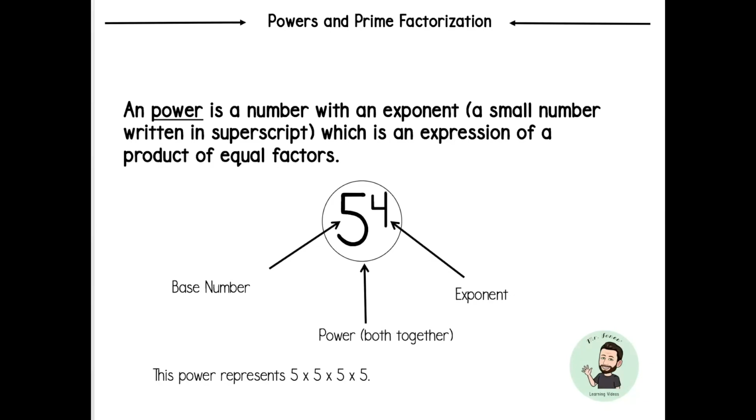And so our power is written as a base number with a small exponent. And again, the whole thing is called a power. So we've got base, exponent, power.